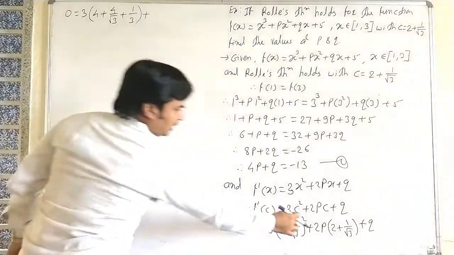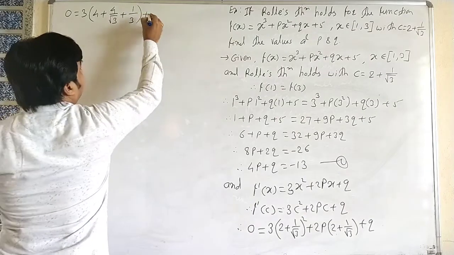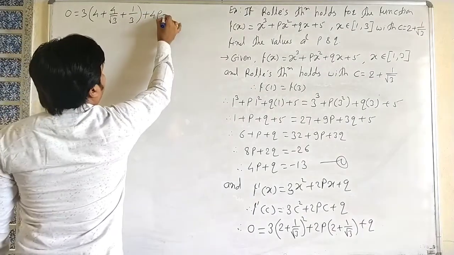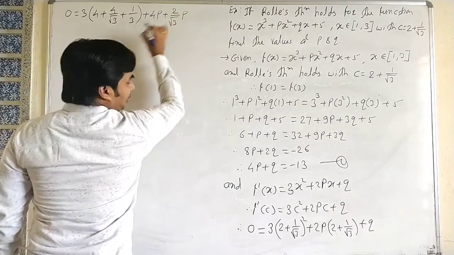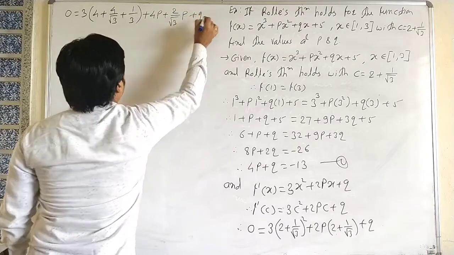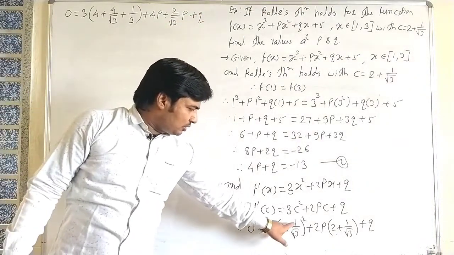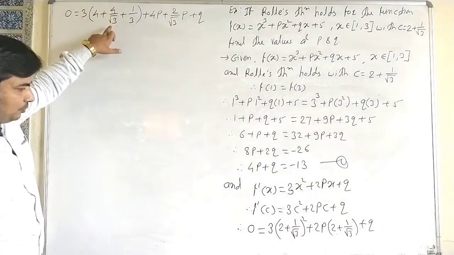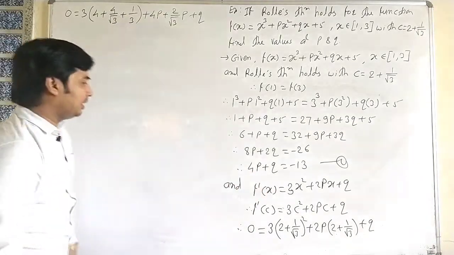plus here 2p, multiply p, then 4p plus 2 by under root 3 into p and plus q. Okay, here 3 into this (2 plus 1 by root 3) whole square, the whole square is gone, it is 4 plus 4 by 3 plus 1 by 3, 2p multiplied with the bracket and that is q.